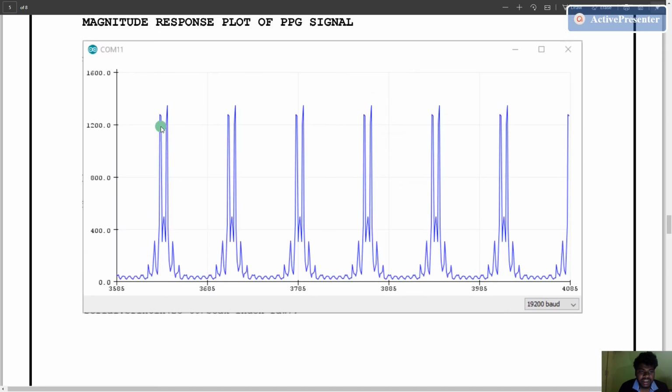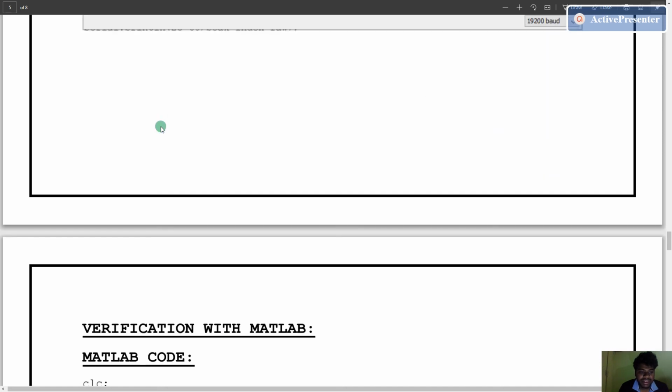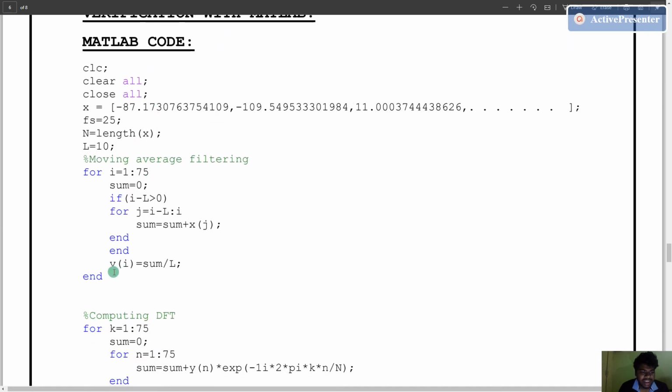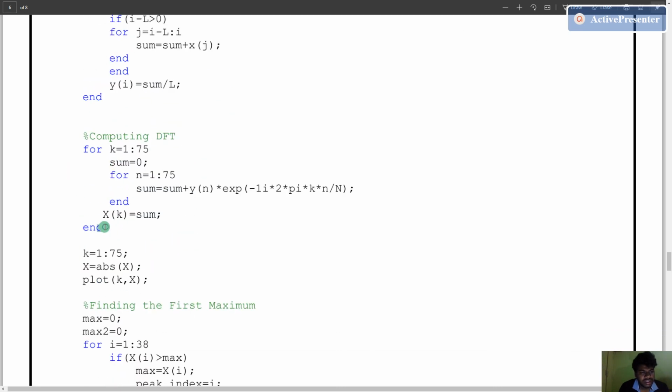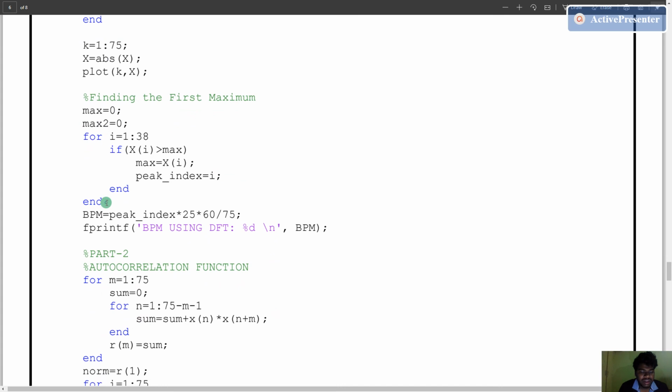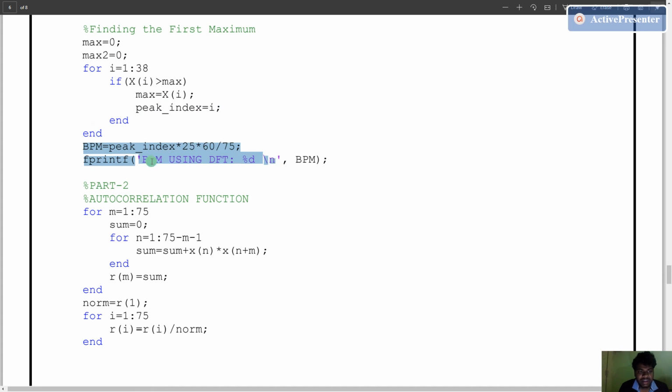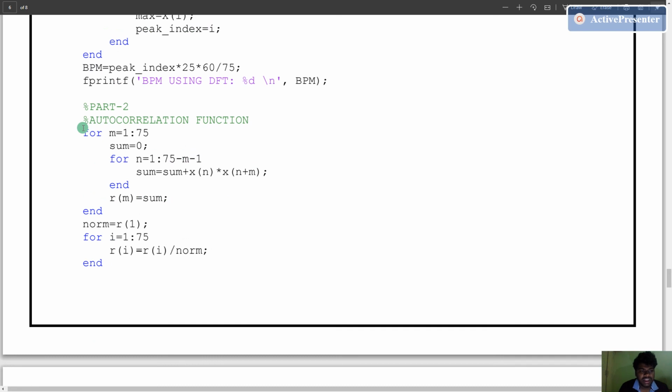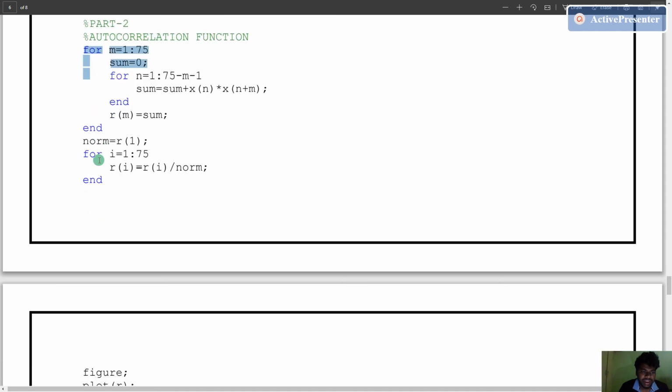We can also verify the same magnitude response and beats per minute using MATLAB software, and the code is as follows. Similarly, this is the moving average filter part of the signal. This part is used for computing the DFT of the signal, and this one for plotting the waveforms, and then finding the maximum value up to half length of the signal, that is from 1 to 38, and then printing the beats per minute value by using the formula, and then cross-checking with the autocorrelation function. Similarly, in MATLAB also we can verify our results.